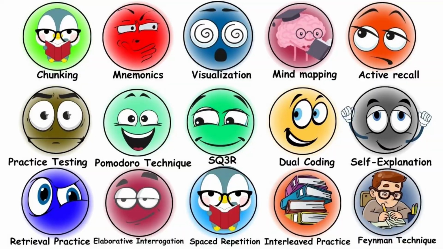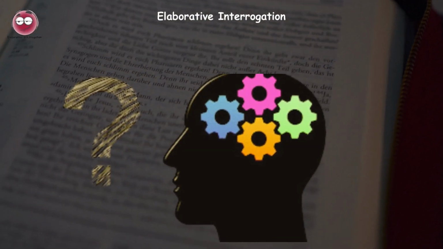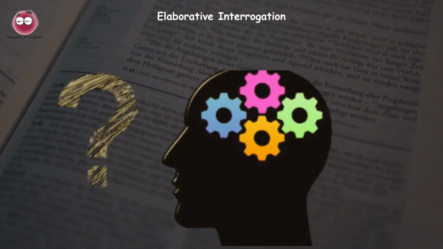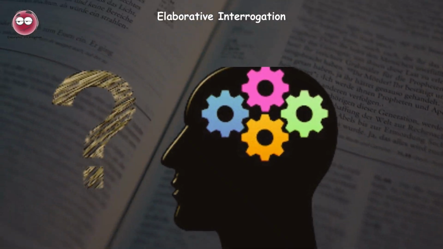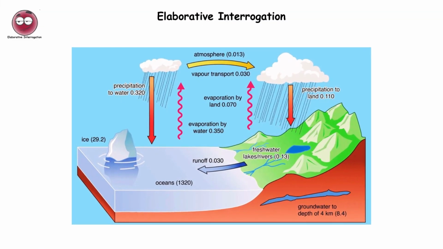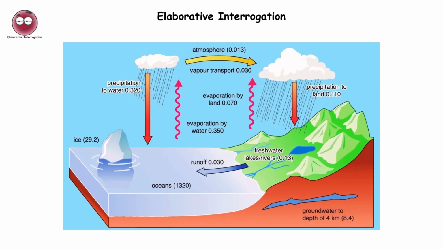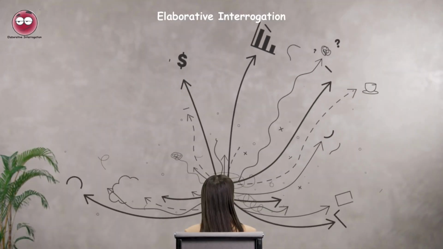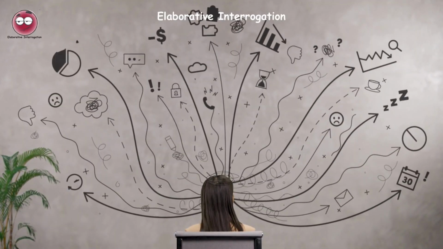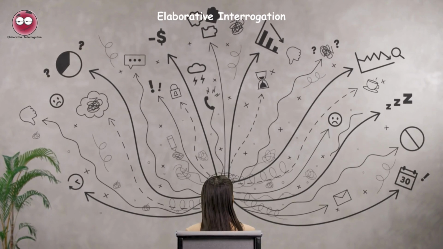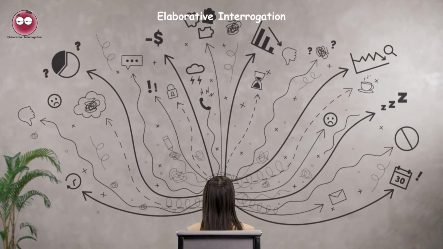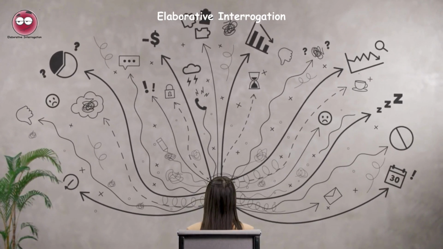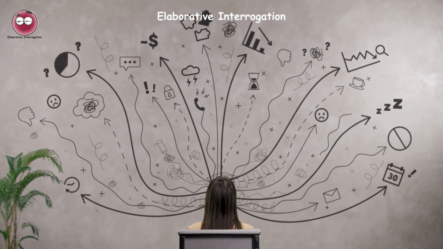Elaborative interrogation. Ask yourself why certain facts are true and how they fit into the bigger picture. For example, why does the water cycle matter in our environment? This technique involves deep questioning and thinking about the material's significance and applications. It deepens your understanding and helps you remember better because you're making connections to what you already know.